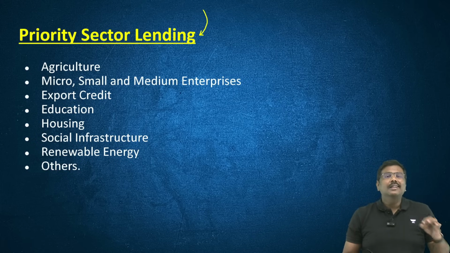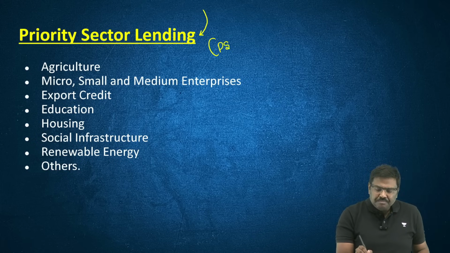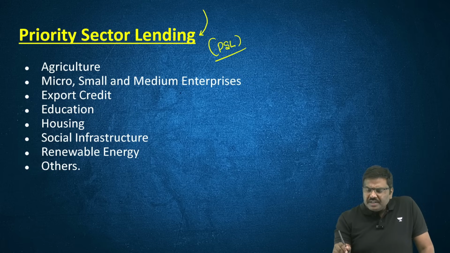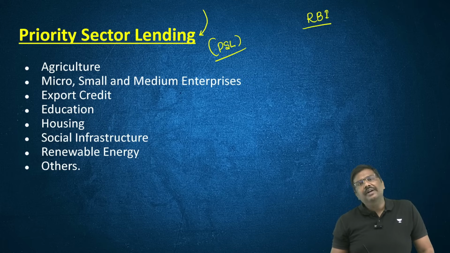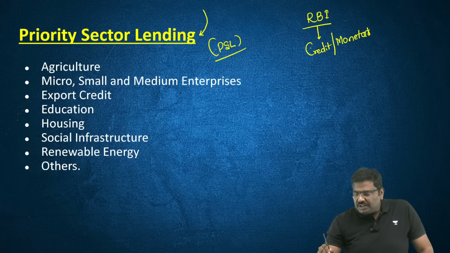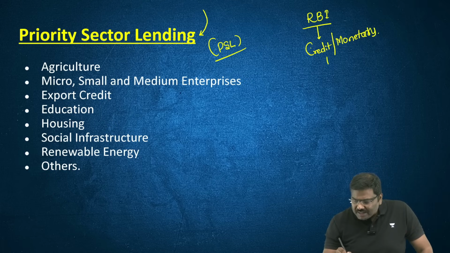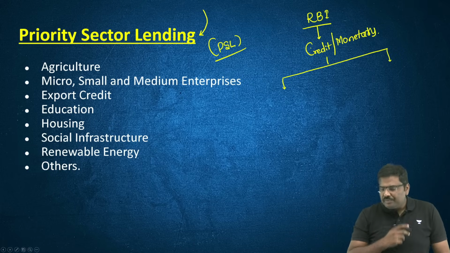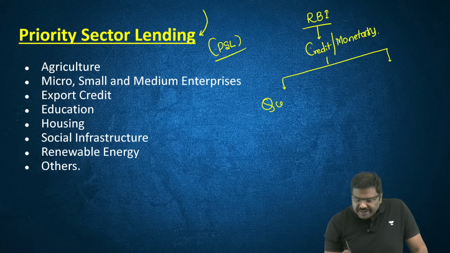Priority sector lending. PSL, priority sector lending. Now whenever you talk about functions of Reserve Bank of India, what are the duties or the functions of Reserve Bank of India? The most important function will be the credit control tools or monetary policy tools. Credit or monetary policy tools. Now, when you talk about credit control tools or monetary policy tools, you can further divide them into two parts. One is called as a quantitative set of tools.